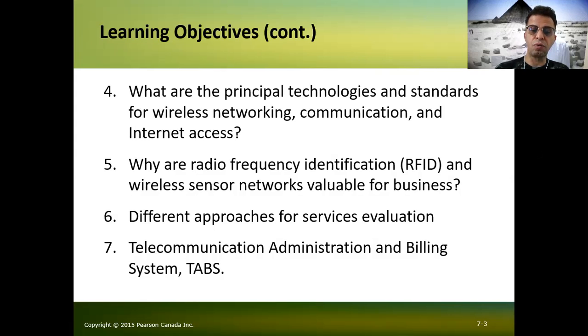And as an add-on, we will be talking about different approaches for service evaluation, solution evaluation, and selection. We're also going to bring an example of a telecommunication administration and billing system. And this time we will be talking about tabs.